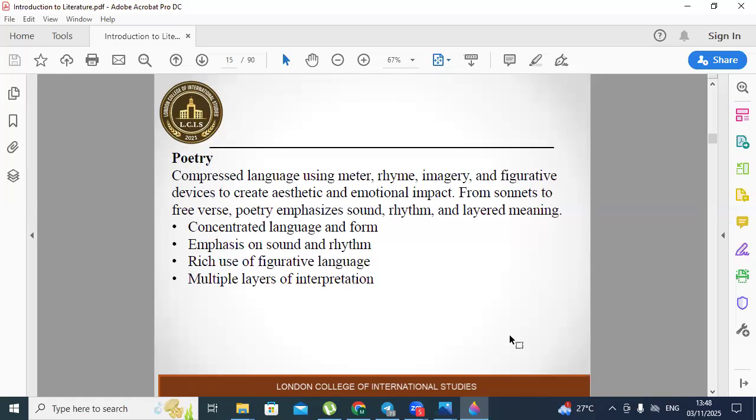Poetry encompasses diverse forms, from traditional sonnets with strict rules about meter and rhythm to free verse that creates its own unique patterns. What unifies these varied forms is poetry's emphasis on compression and intensity.